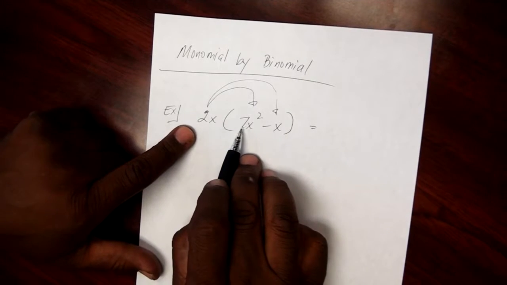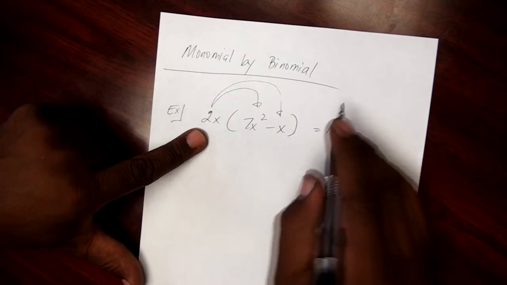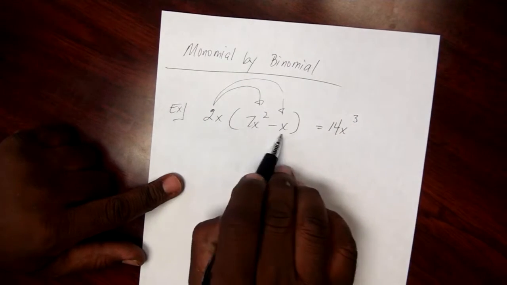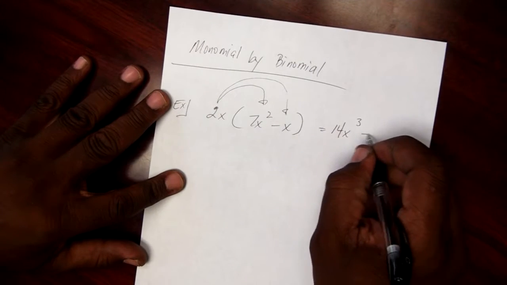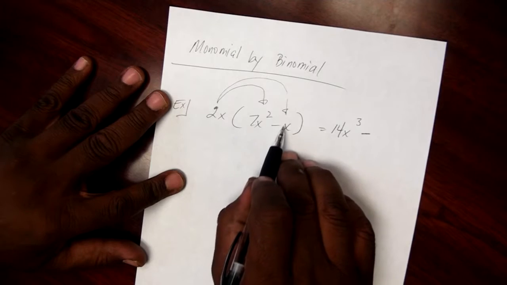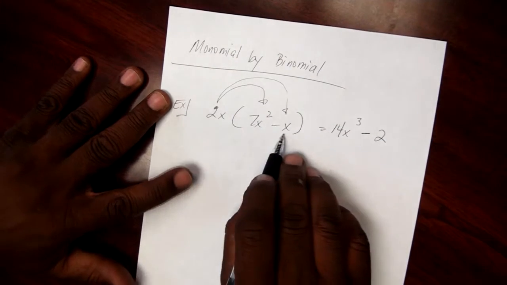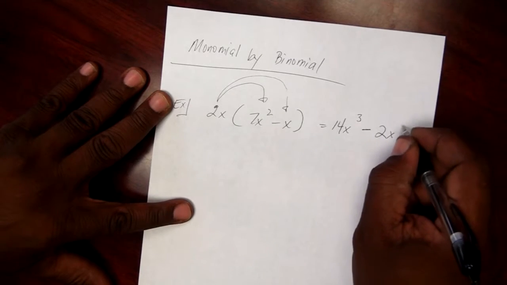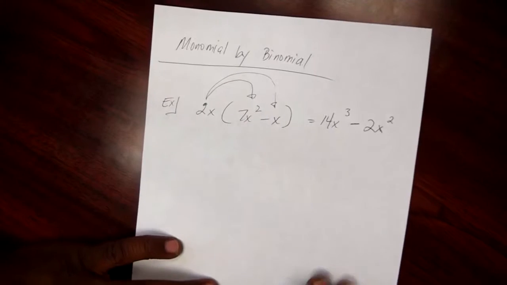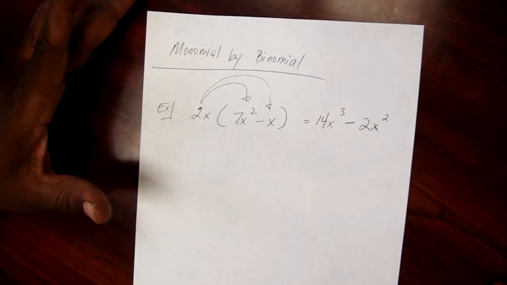So 2 times 7 is 14. x to the first times x to the second is x to the third. For my second term, a positive times a negative is a negative. 2 times the understood coefficient of 1 is 2. And x to the first times x to the first is x squared. I can't actually combine my two terms because they're not like terms.